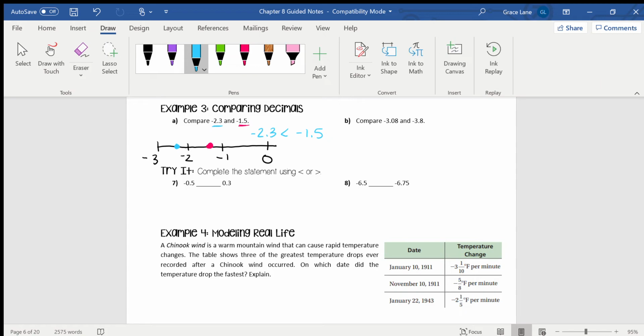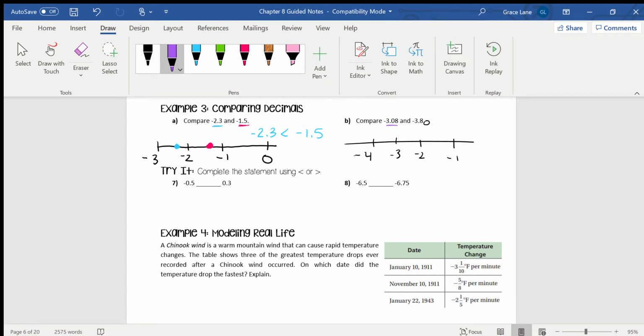And then for the letter B, now this would be negative 3.08 and negative 3.8. If you want to make it 80, you can. So it's like $3.08 and $3.80. Negative 1, negative 2, negative 3, negative 4.